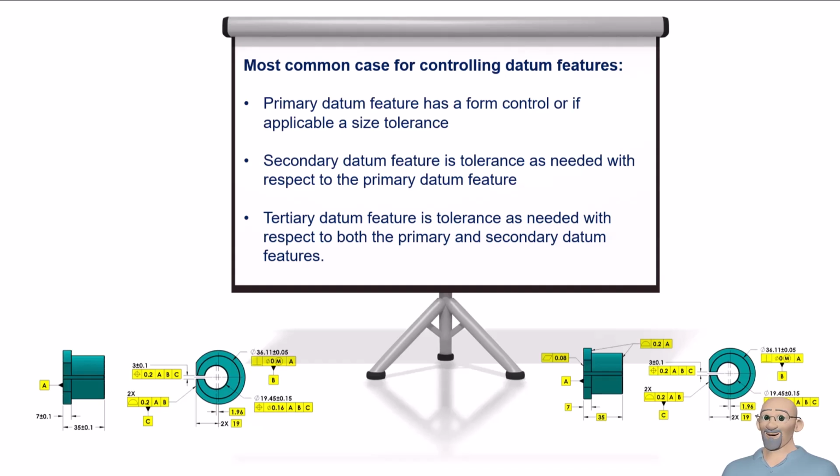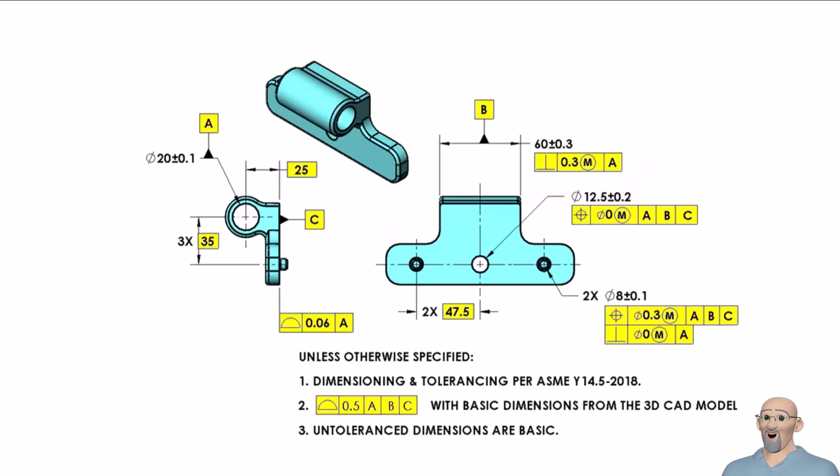There are some common cases for which the part configuration leads to a tertiary datum feature that is controlled relative to only one other datum feature. Our third example will show this. In this drawing, the primary datum feature is this cylindrical hole. This feature of size needs only a size tolerance applied, and again, per rule number 1, size and form are controlled. Datum feature B is this 60 mm width of the upper portion of the part. This is also a feature of size, with the size tolerance controlling size and form.